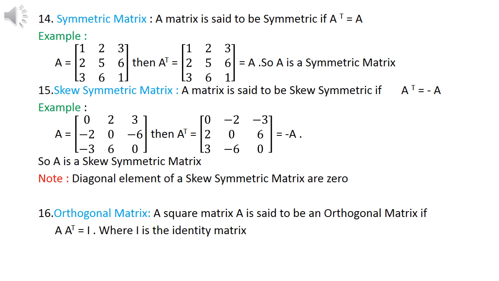Next one is skew symmetric matrix. A matrix A is said to be skew symmetric if A transpose is equal to -A. If we write in element form, then A11 is equal to -A11. Now tell me when A11 is equal to -A11. If A11 is equal to 0. Therefore in skew symmetric matrix the diagonal element must be 0.